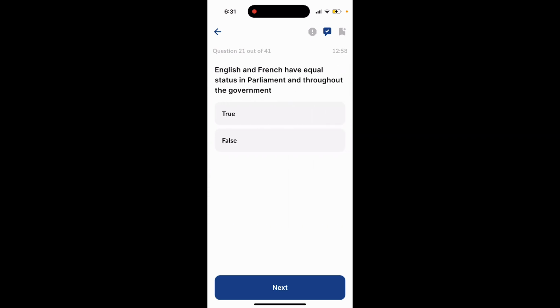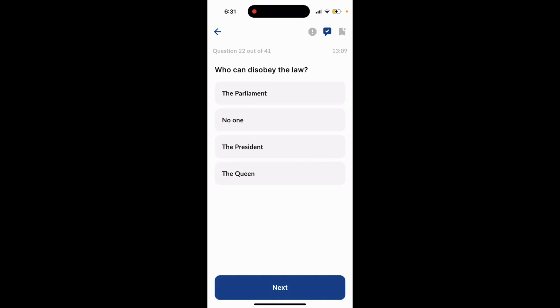Question 21. English and French have equal status in Parliament and throughout the government. Is that true or false? That is true. Question 22. Who can disobey the law? The Parliament, no one, the President, the Queen. The answer is no one.